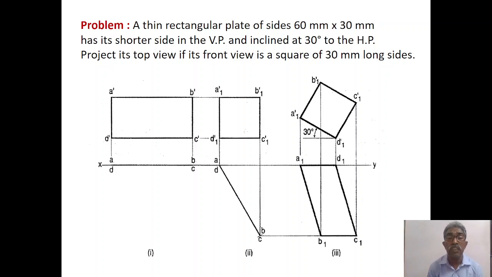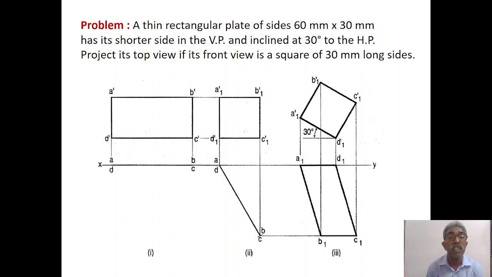Now, to solve problems on projections of planes, you always require a surface inclination. Here the surface inclination is not given. Instead of giving the surface inclination, the front view of the plane is given. The front view of the plane is given as a square.